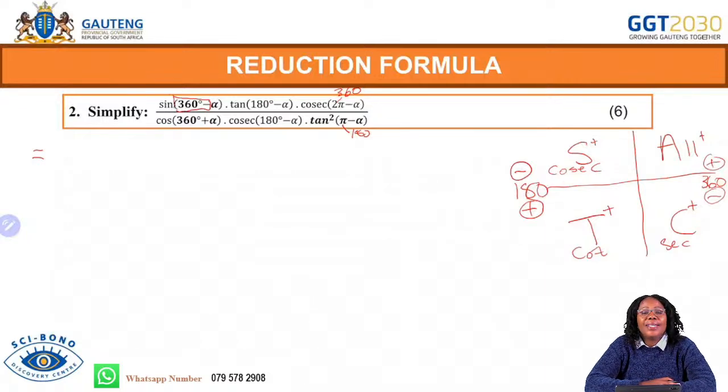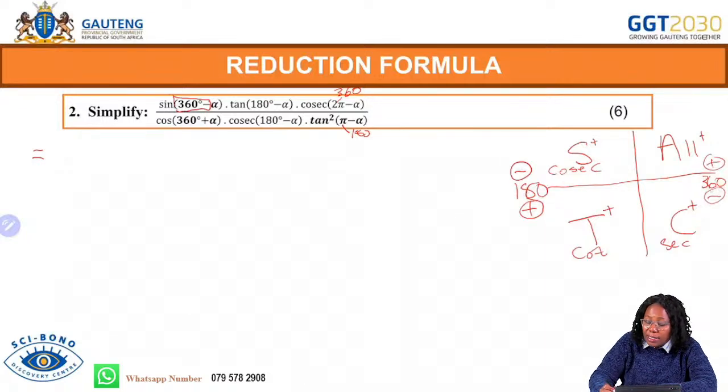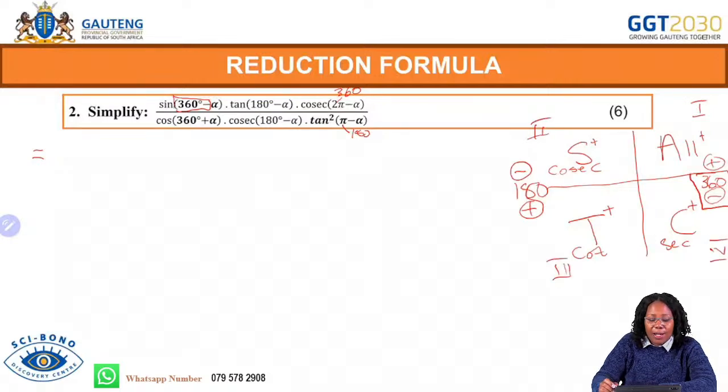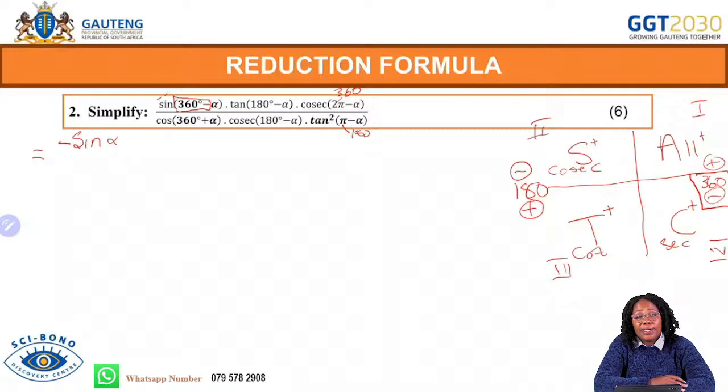So we are looking at 360 minus. 360 minus, can you see that? That is in quadrant number 4. Remember, that is quadrant 1, quadrant 2, quadrant 3, anti-clockwise, and quadrant 4. So 360 minus is in quadrant 4. Is sine negative or positive in that quadrant? Our sine ratio will be negative in that particular quadrant. Then we have reduced this to minus sine alpha. That is how you use reduction.